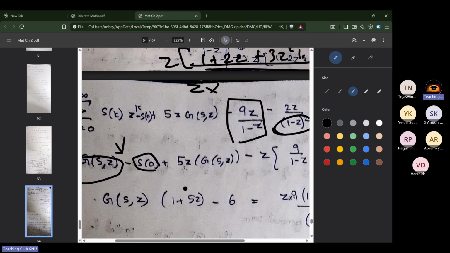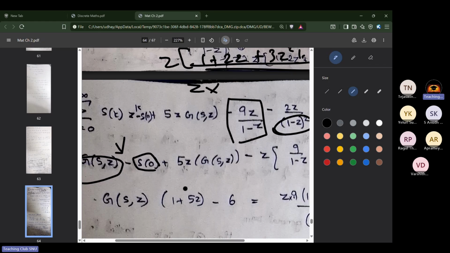I have to find the values of A, B, C. How will I do that? Again, you know that this works for a lot of values, right? So you just substitute a value and check it. You put z is equal to 1. If you put z is equal to 1, this term will vanish. This term will also vanish because of 1 minus 1. Right? But this term will remain.